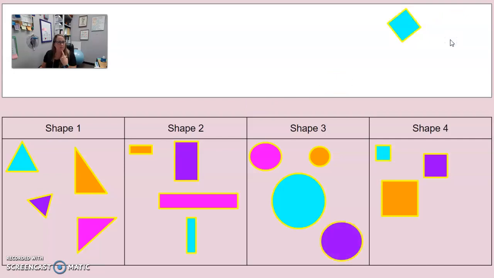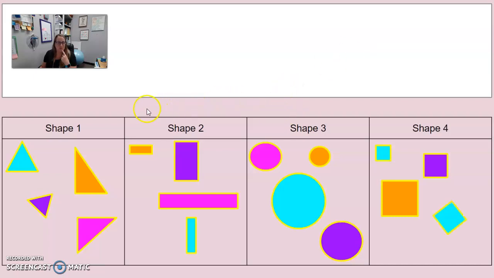All right, what about this one? It's a little different. It's kind of turned on its side. Is it going to go to bucket number 2 or bucket number 4? Or is it going to go in a different bucket? Let's see how many sides it has. 1, 2, 3, 4. Ooh, has 4 sides. So is it going to go in bucket 2 or bucket 4? Hopefully you said bucket number 4.